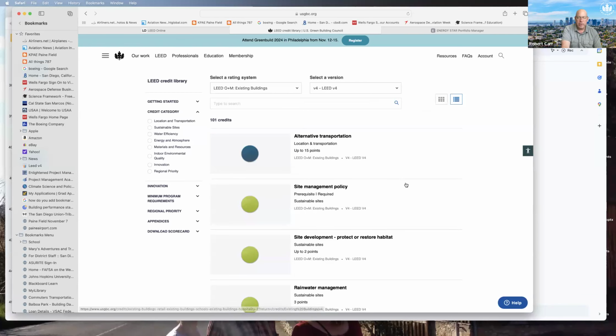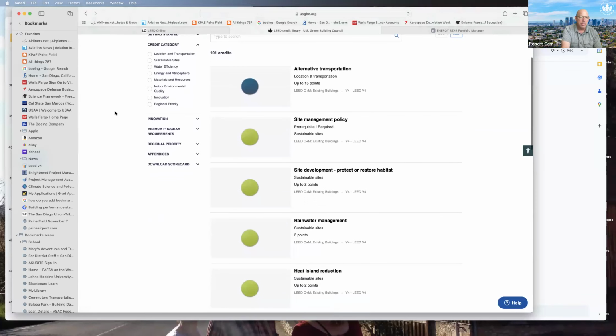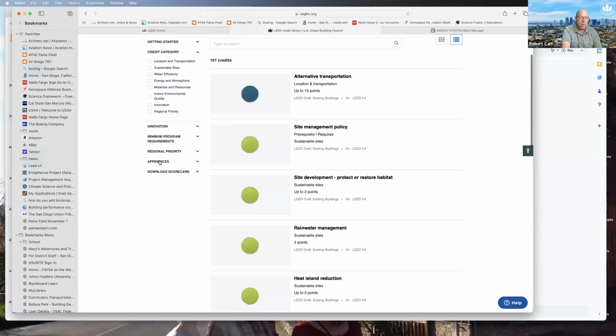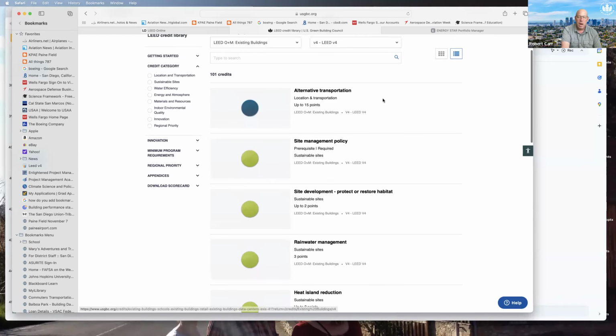It shows you all the different credit categories here. Some things to note: you can download the scorecard, look at the regional priority credits and the minimum program requirements. A lot of this stuff is right here, and a lot of what I'm going to be talking about is going to be available on this resource. The first credit category we're going to look at is alternative transportation, so I'm going to open that one up.